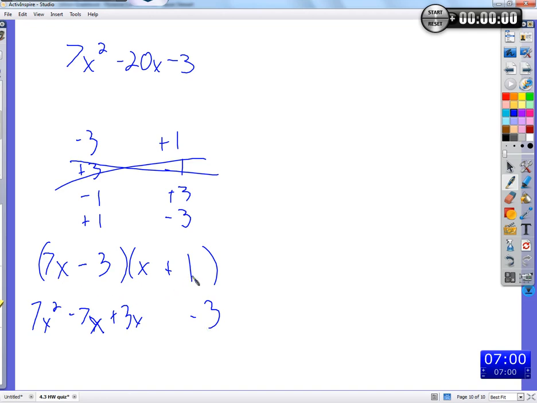Well, now 7x times 1 is positive 7x, and negative 3 times x is negative 3x. It just changes the sign of those. So instead of negative 4x, we get positive 4x. But that's still not right.